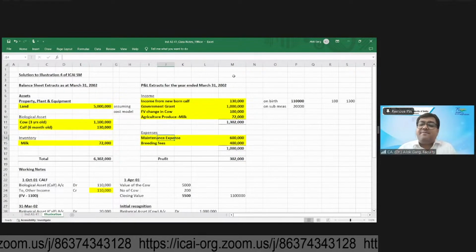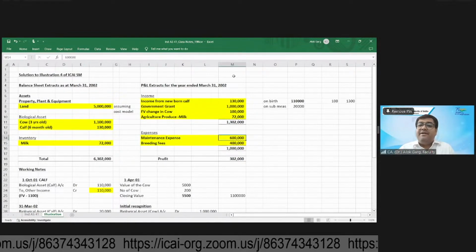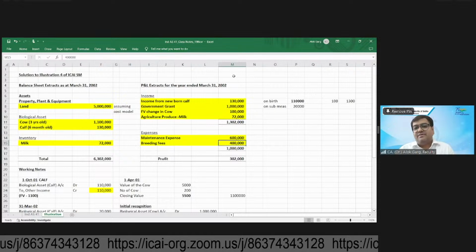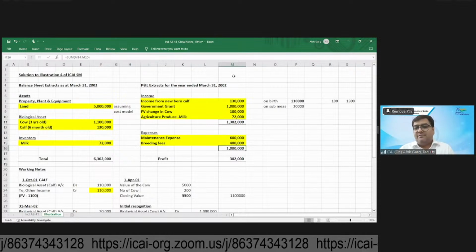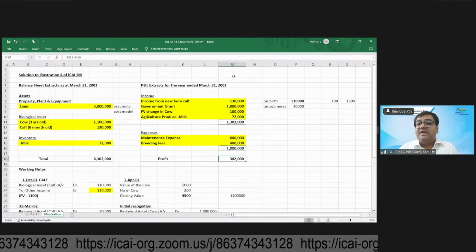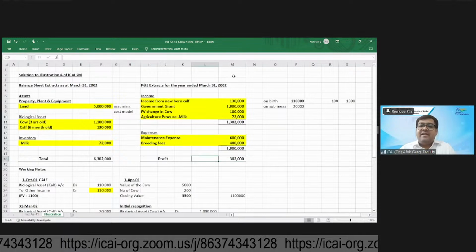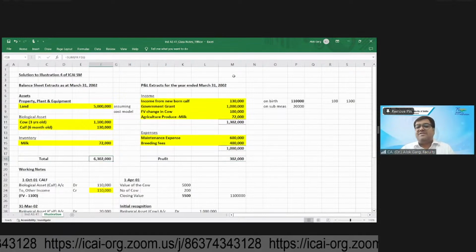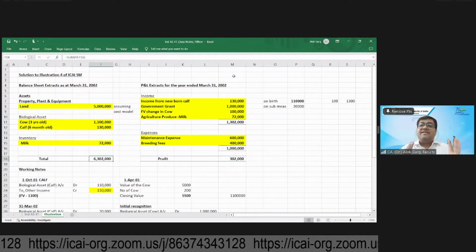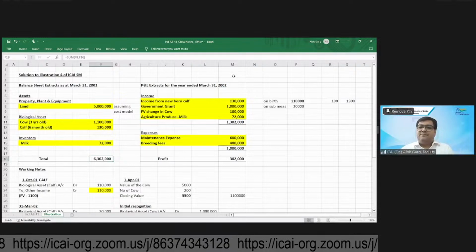You remember two expenses were also given: maintenance expenses and breeding fees, 6 lakh and 4 lakh. So this 10 lakh will be charged to P&L. Your profit is 3 lakh 2,000. Your balance sheet is 63 lakh 2,000. This is how this question was solved.